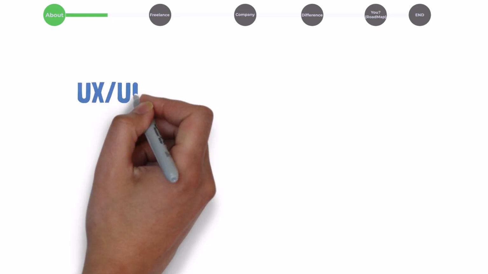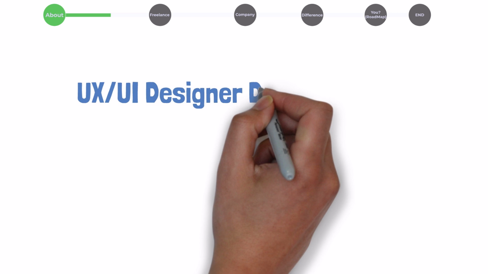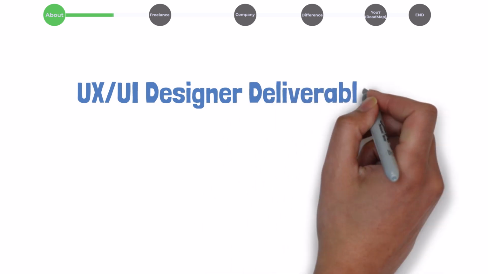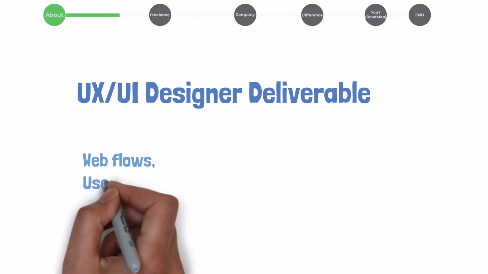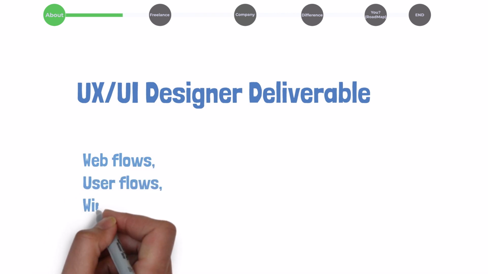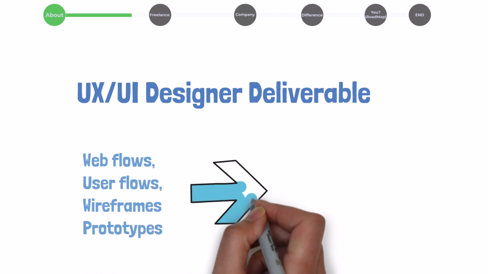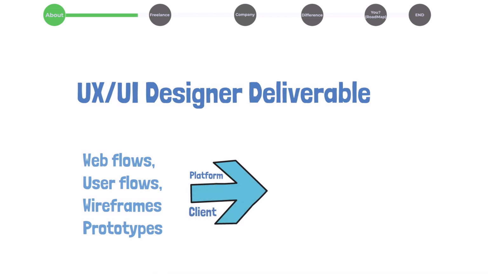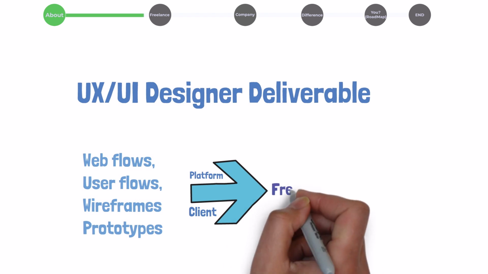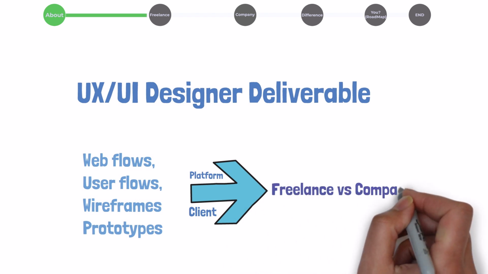As we have already discussed what a UX UI designer does in our third episode, you already know a UX UI designer delivers web flows, user flows, wireframes, and prototypes. But things are not exactly as it is. Deliverables can be different depending on the platform and client you work with. There can be two sources from which a UI UX designer gets a job. It can be a freelance and it can be a company.